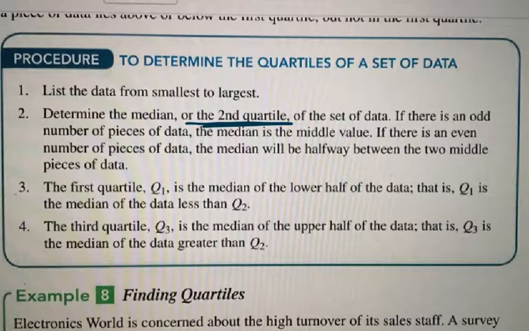The first quartile is the median of the lower half of the data. That is, Q1 is the median of the data that's less than Q2. Essentially, once you find the median, you've broken up your data set into two smaller subsets. Then you find the median of the lower subset to find Q1, and the median of the upper subset, which will give us Q3. Remember, we start with a minimum and a maximum, but then we have Q1, Q2, Q3, and Q2 is always our median. So let's look at this example.